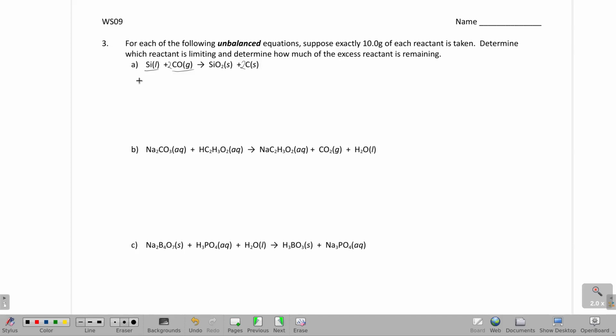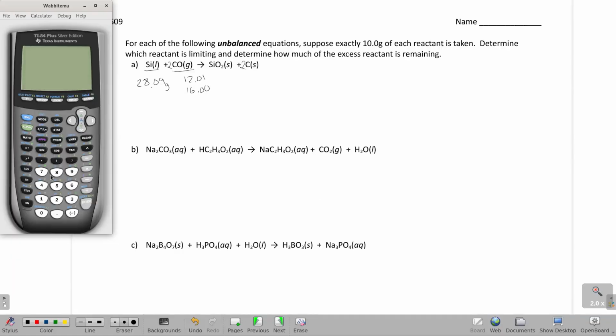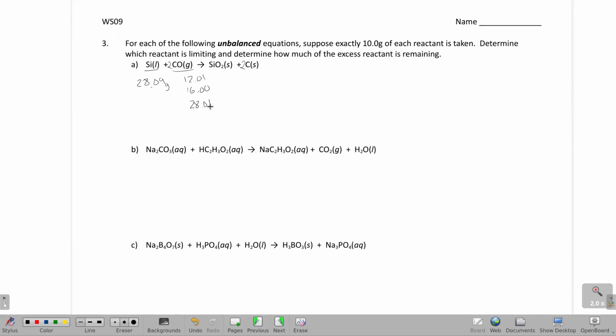So I have just a single silicon. Silicon's atomic molecular weight is 28.09 grams, and then for CO, carbon is 12.01, and oxygen is 16. So the molecular weight of carbon monoxide is 28.01 grams. All right, I have everything I need to actually figure this out now. So I have the balanced equation now, and I have the molecular weights of my two reactants.